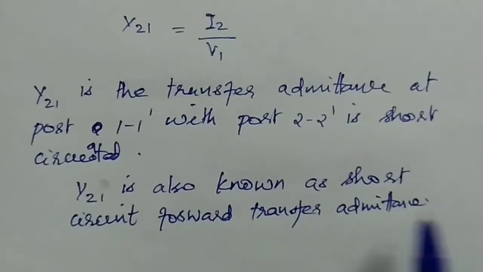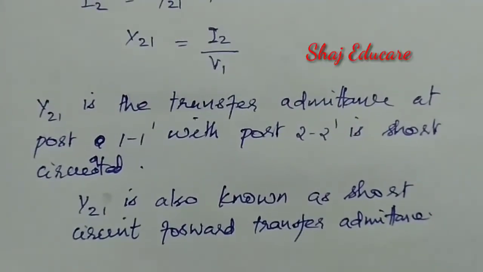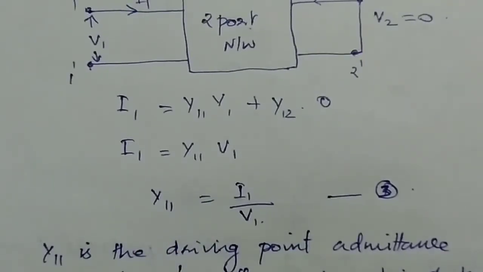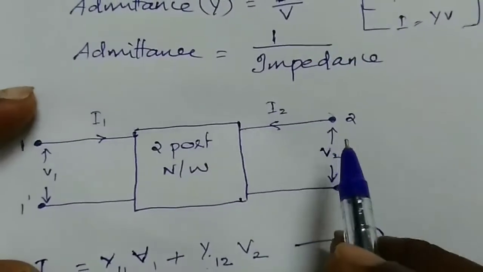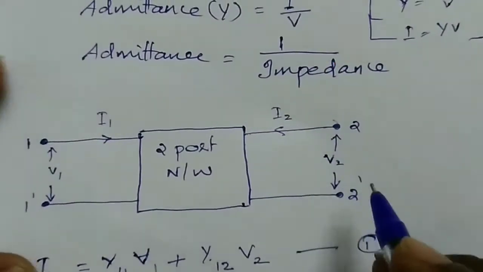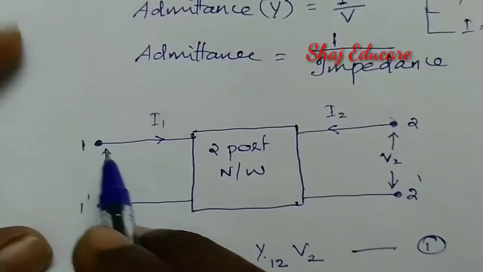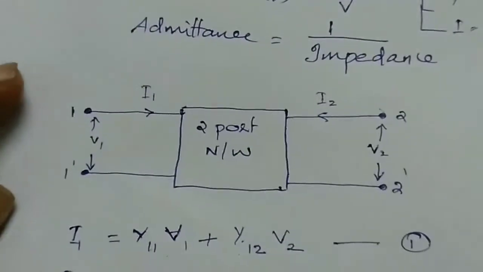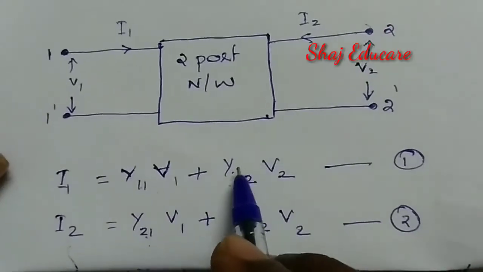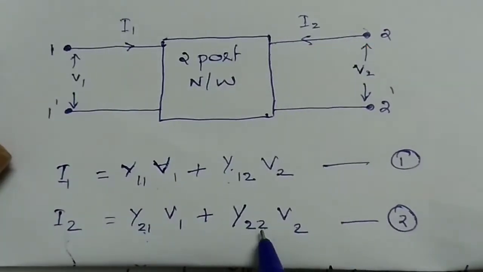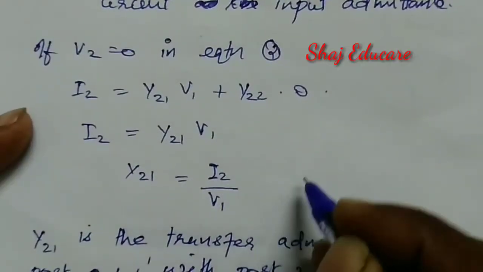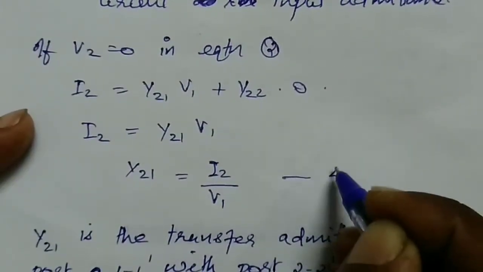Now we short circuited port 2 dash. Next we are going to short circuit the input section. Then we can find the expressions for y12 and y22. Before that, let us mark this as equation number 4.